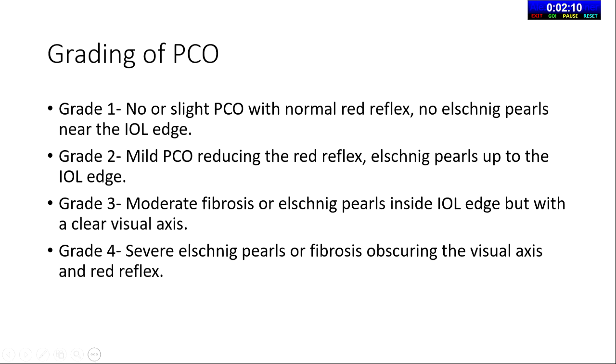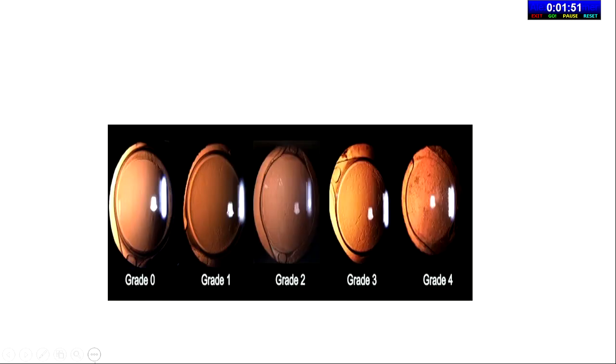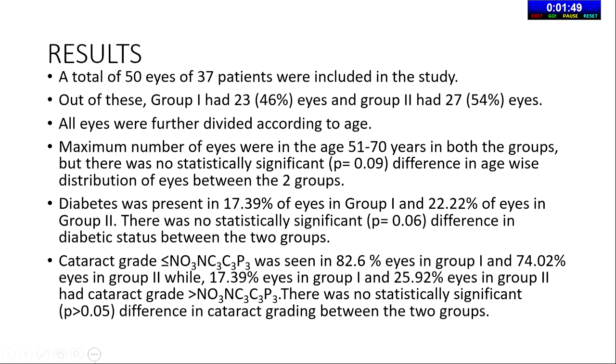Grading of PCO: grade 1 is no or slight PCO with normal red reflex; grade 2 is mild PCO reducing the red reflex; grade 3 is moderate fibrosis or Elschnig pearls inside the IOL edge but not at the visual axis; grade 4 is severe Elschnig pearls or fibrosis obscuring the visual axis and the red reflex. These are the grades of PCO.